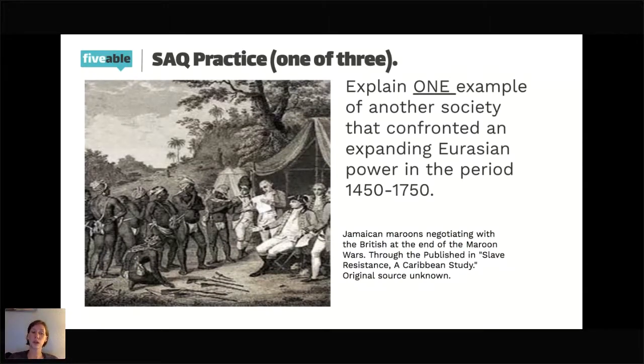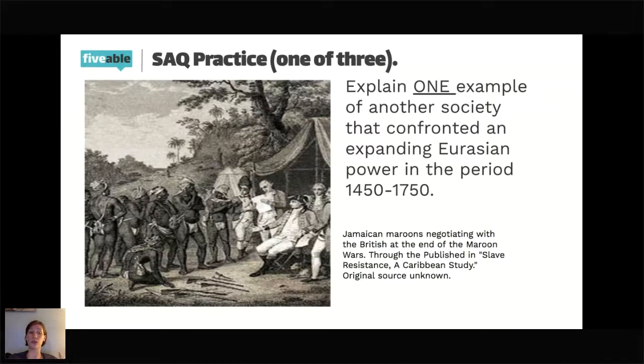Yep. So as we're thinking about this, if we were going to write this as an SAQ response, an explain question is always going to ask us for the greatest amount of detail. So we're going to take Sasha's example that Maroon societies, such as these Jamaican Maroons negotiating with the British, resisted European power in the Caribbean by using their military skills and abilities to raid plantations near their settlements, thereby disrupting the economic system of slaveholding plantation owners in the Caribbean. That would be my example of an explain for that particular topic.